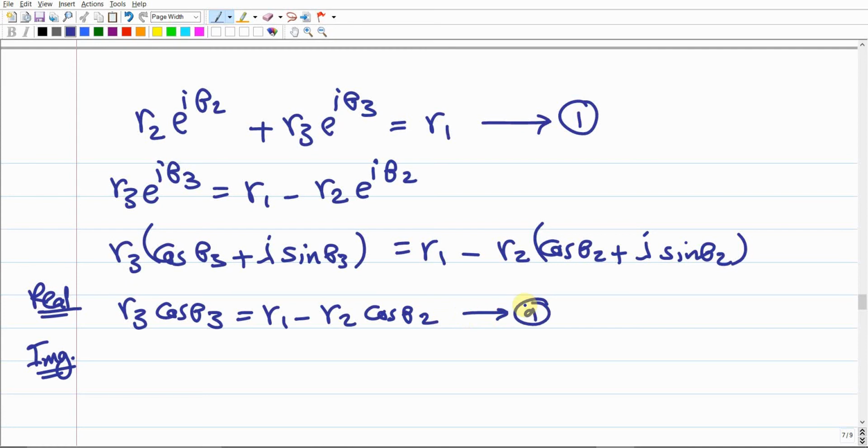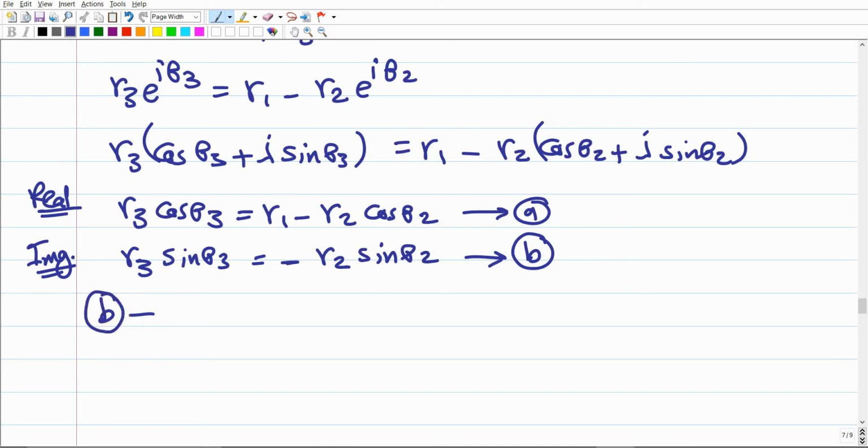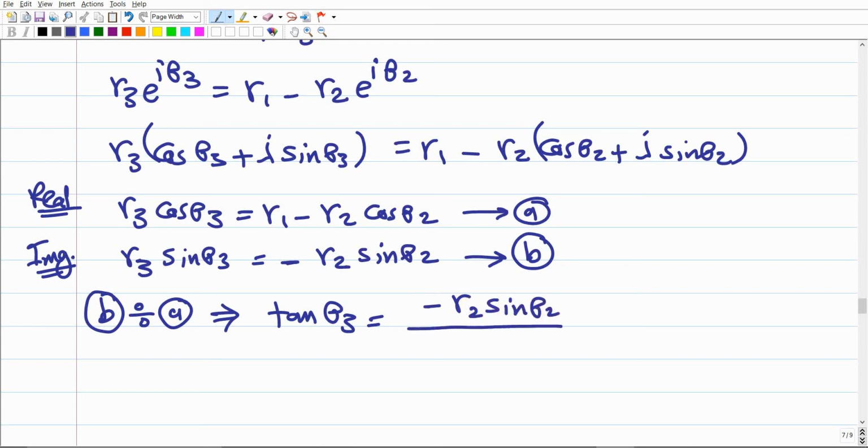This is going to give us the first equation, equation A. Then we collect the imaginary terms, so we have R3 sin θ3 equals, there is no imaginary part in R1, negative R2 sin θ2, and this gives us the second equation, equation B. Then if we divide B over A, this gives us the tangent of θ3 equals negative R2 sin θ2, divided by R1 minus R2 cos θ2, because R3 will be cancelled.